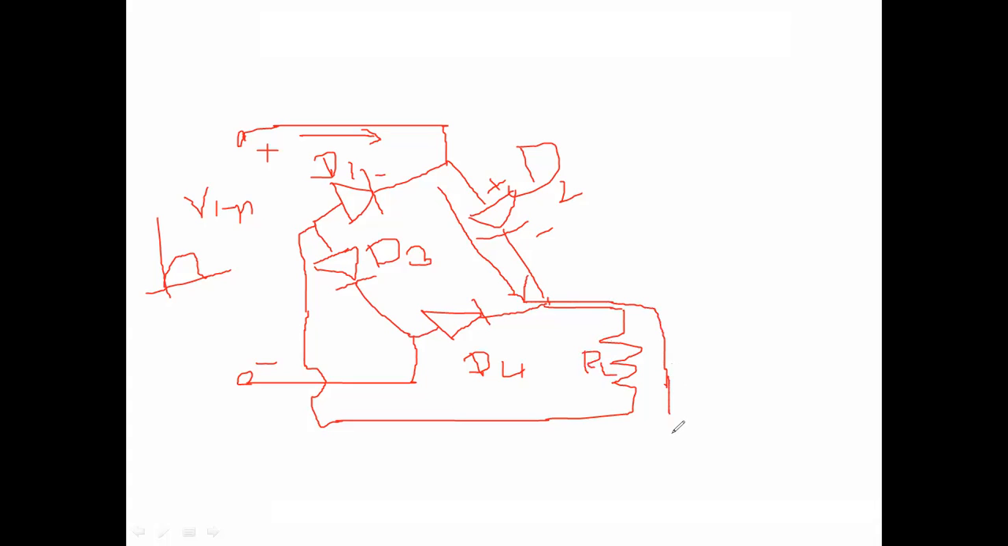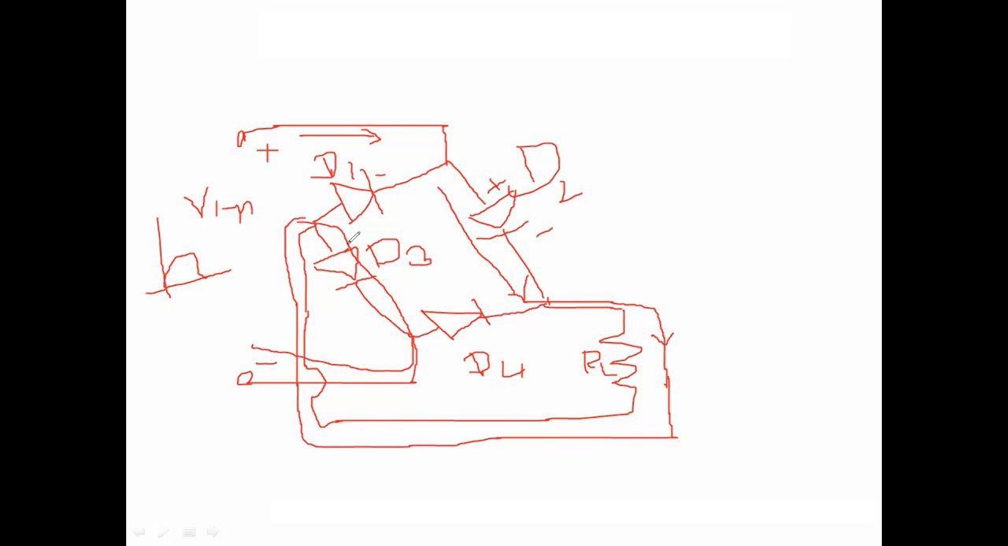Okay, and it flows in this way. And after reaching this point, again this is the positive terminal, and it comes in this way and reaches the negative. So like this, in the positive half cycle, D2 and D3 diodes will be forward biased, and the current will flow in this manner.